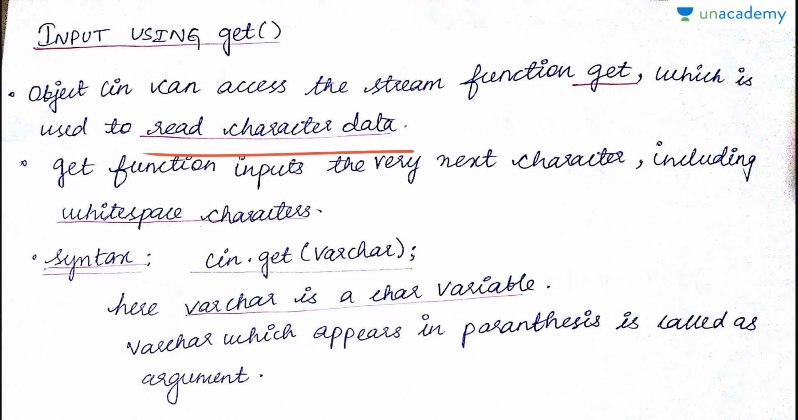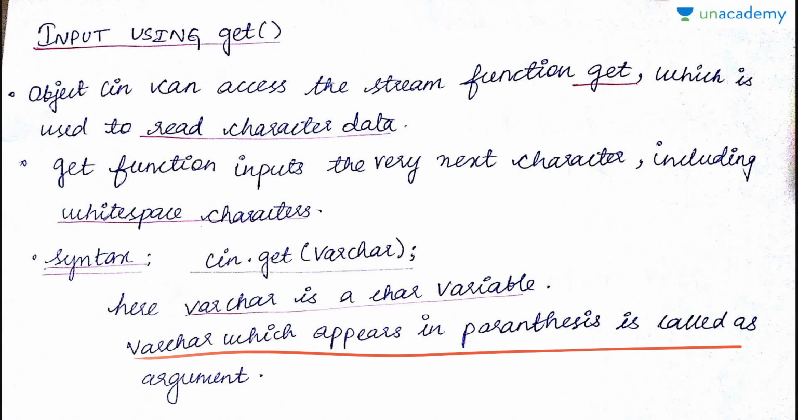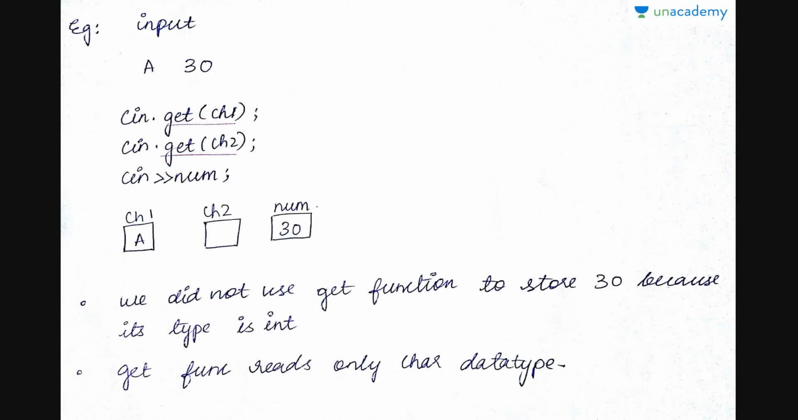Varchar, which appears in parentheses, is called the argument of the function. The function name is followed by parentheses, and something within the parentheses is an argument of the function. You should pass something, and usually we take only character data types for that. We don't take numerical ones. Let us see an example of it.